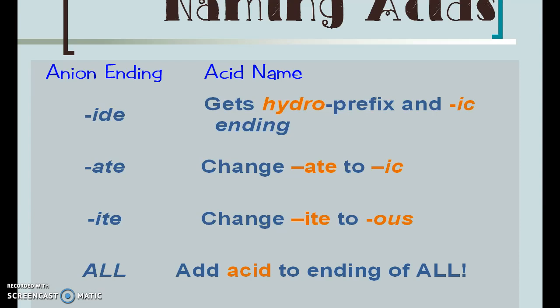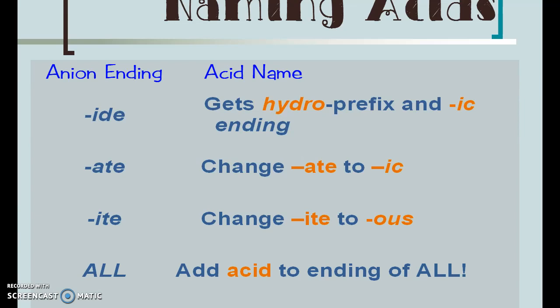If we're an ATE ending, that means I came from the polyatomic ion list on my periodic table. So we could take a carbonate ion, CO3 negative 2. A carbonate ion, if it's a polyatomic, we don't use hydro, so we just say carbonic acid. We drop the ending of the anion, add ic.